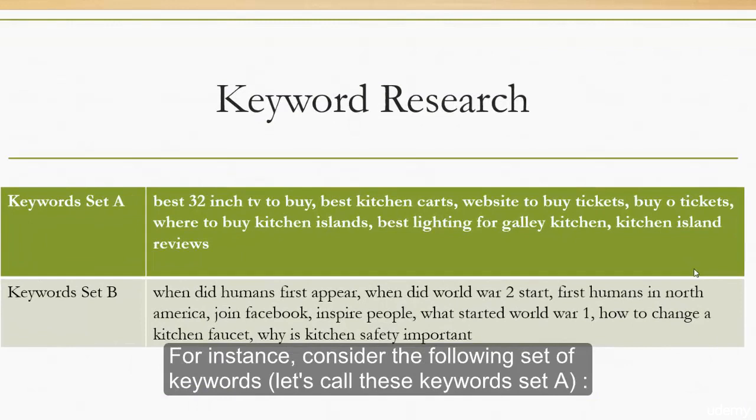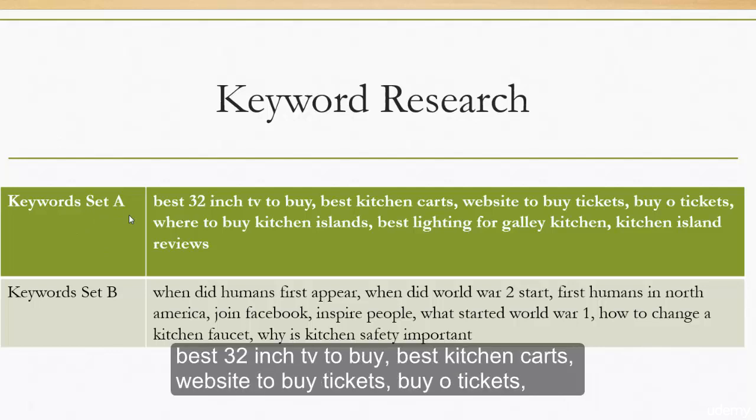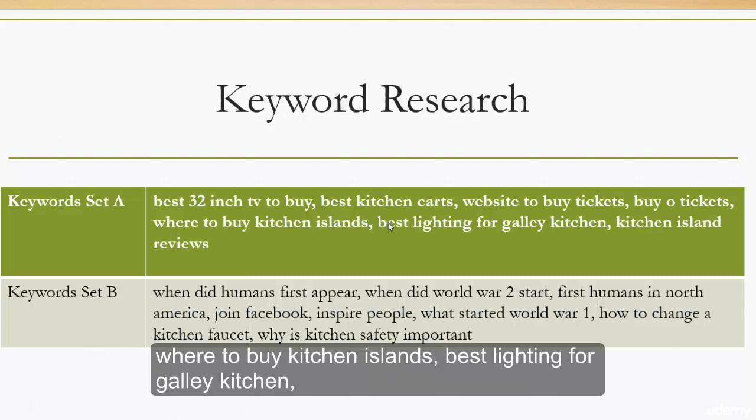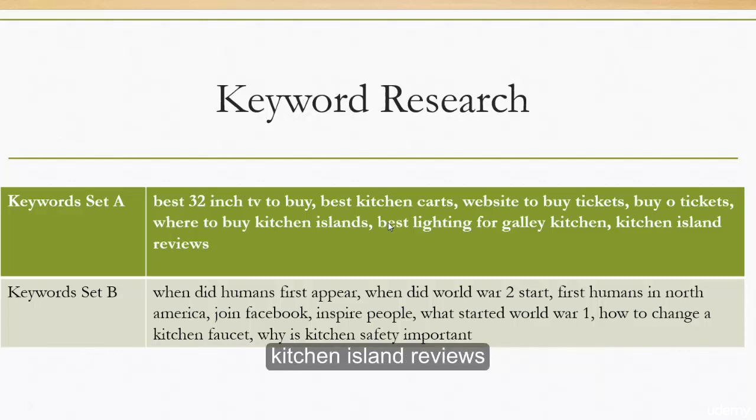For instance, consider the following set of keywords. Let's call these keywords set A. Best 32-inch TV to buy, best kitchen carts, website to buy tickets, buy O tickets, where to buy kitchen islands, best lighting for galley kitchen, kitchen island reviews.